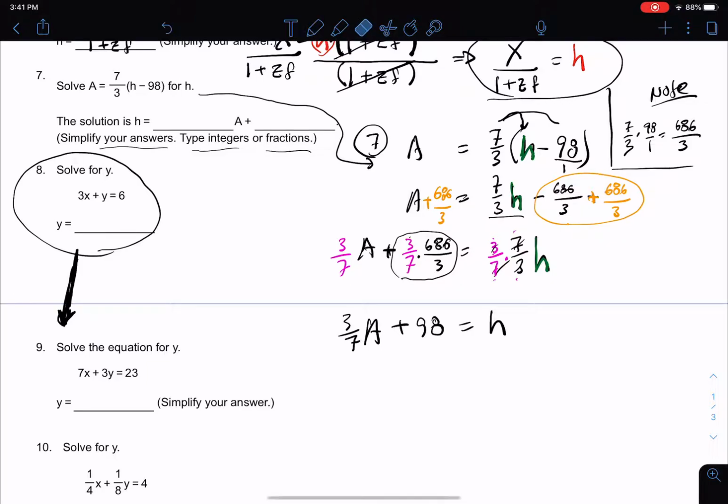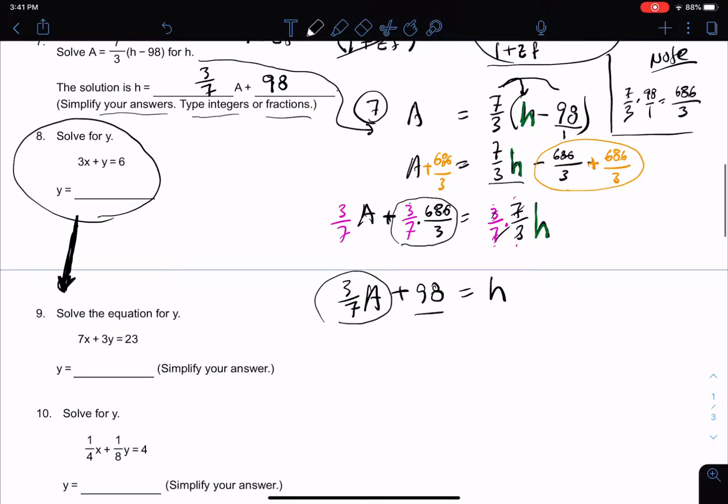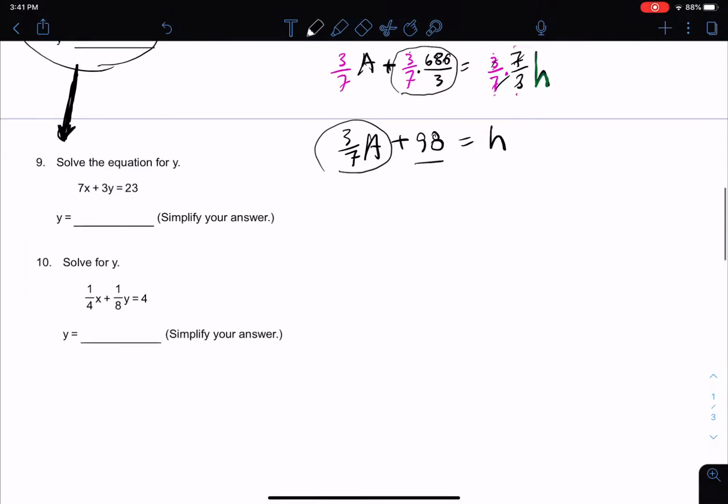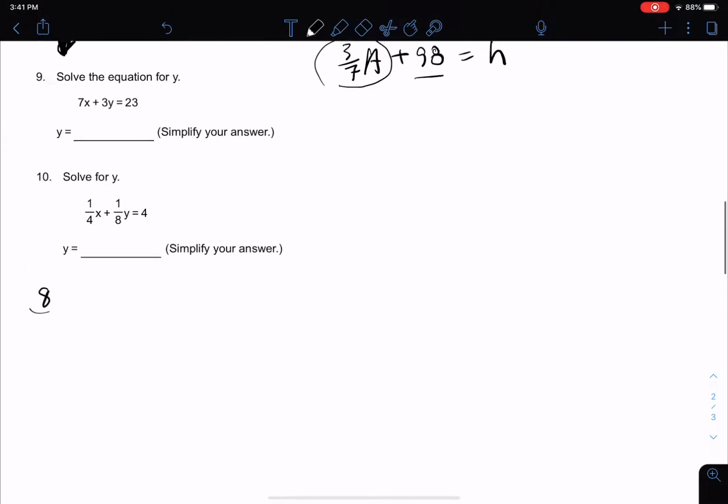Okay, let me get rid of that. So they forced our hand, so no problem. We got it. It is 3/7 A and then plus 98. All right, so that's good. Excellent. That's number 7. We need to get number 8, and I'm going to put number 8 down here because of space. And I got a lot of space down here, so I think I'm good.